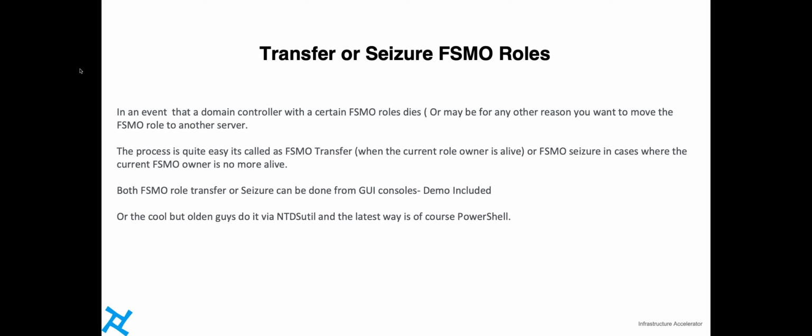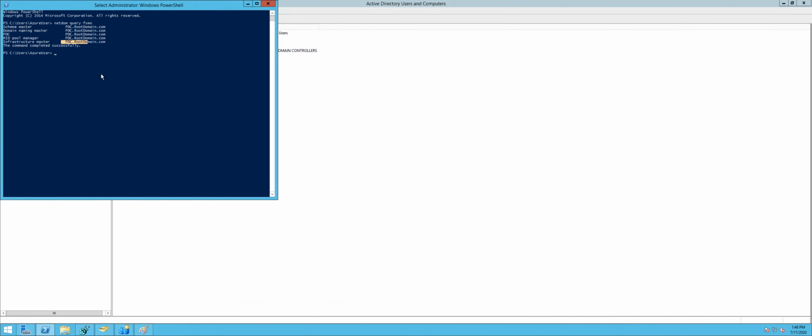In an event that a domain controller with a certain FSMO role or all the FSMO roles dies, or maybe for any other reason you want to move the FSMO role to another server, the process is quite easy. It is called FSMO role transfer when the current role owner is alive, or FSMO role seizure when the current FSMO role owner is no more alive, or the server crashed. Both FSMO role transfer and seizure can be done from the GUI console, and it can also be done from ntdsutil for the olden guys like myself, and then there is PowerShell as well.